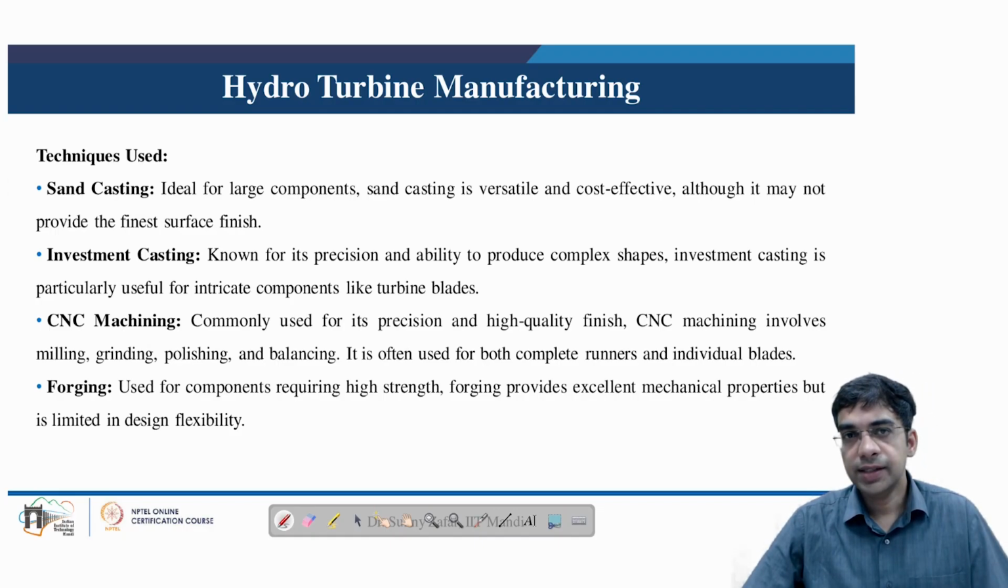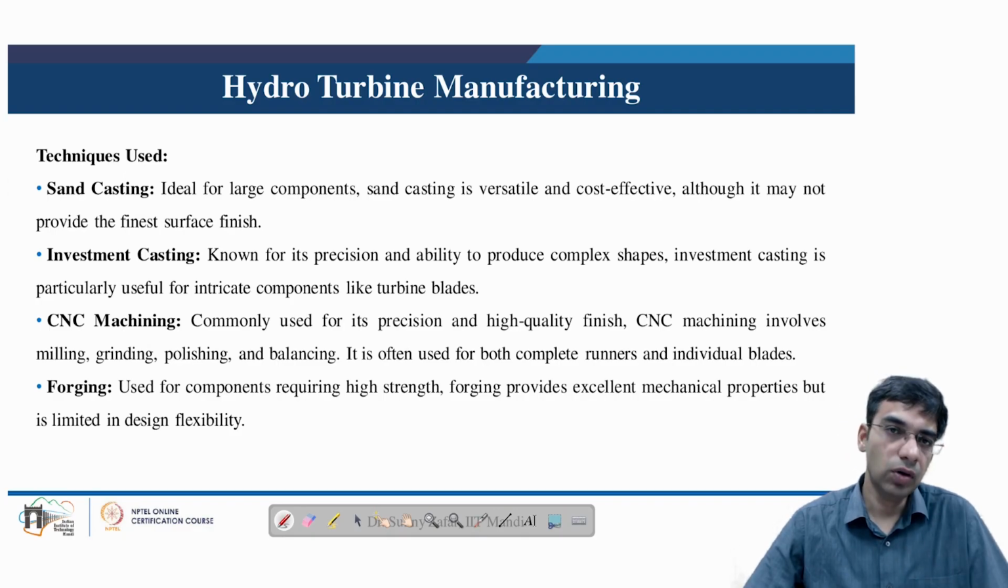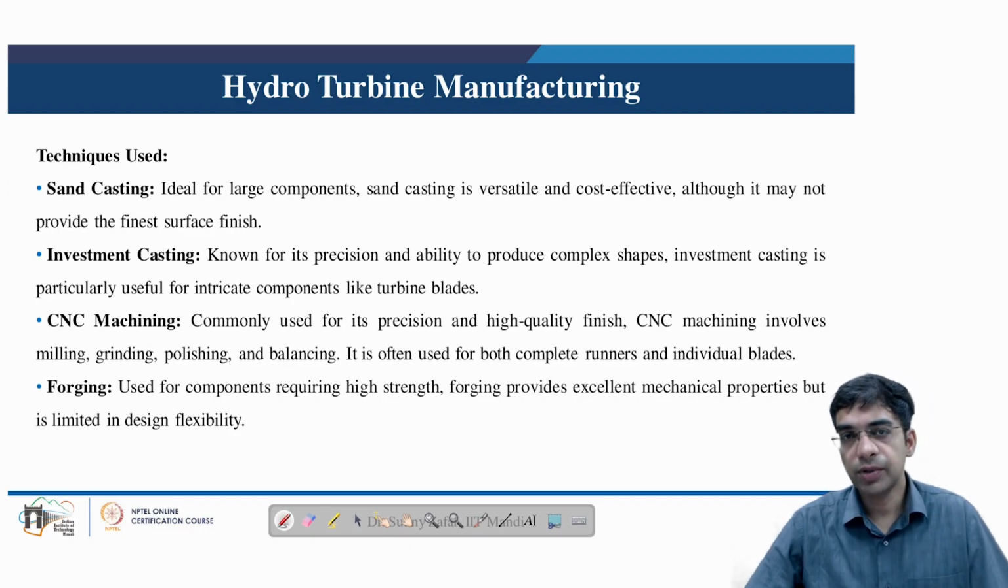The various techniques used in manufacturing of hydro turbines include the primary manufacturing processes, or the shaping processes, which are sand casting and investment casting. Sand casting is ideal for large components, being a versatile and cost effective technique. Although this technique may not provide the ideal surface finish, certain secondary processing may be needed to reach the desired surface finish.